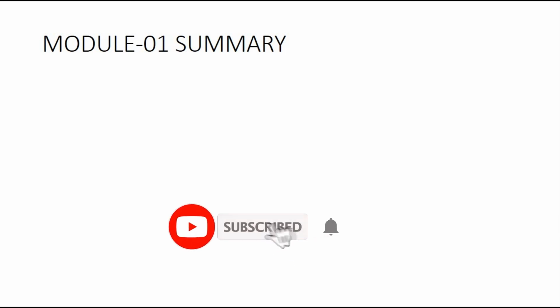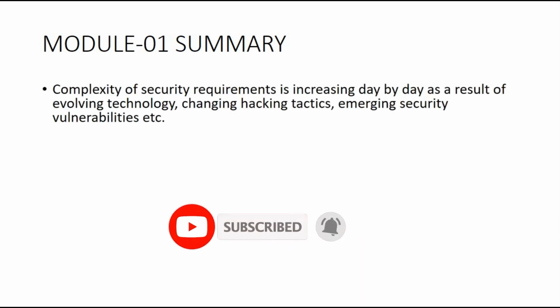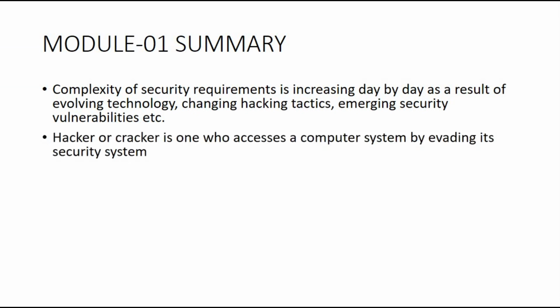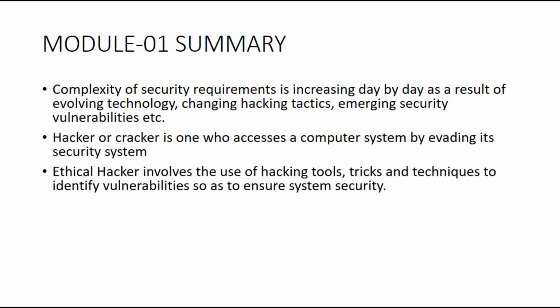Now it's finished, guys, and now we will talk about the summary. So what have we covered in this? The first one, complexity of security requirements is increasing day by day, right? So we need ethical hacking. Why do we need ethical hacking? Because a hacker or cracker is one who accesses a computer system by evading its security system. That's why we need ethical hacking. We need to secure the organization.